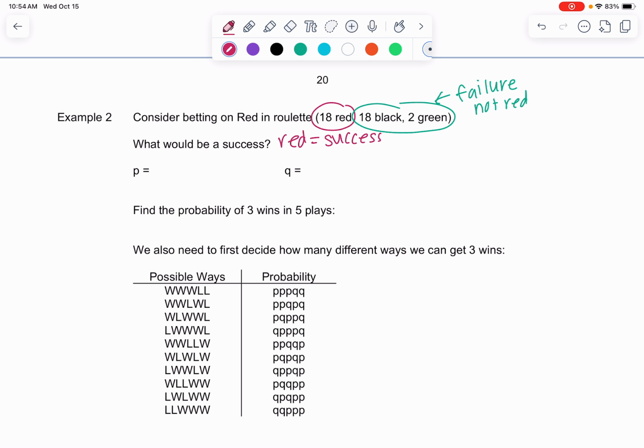There's 38 colors on the roulette wheel. You could just add these 3 numbers up. So the probability of getting red is 18 out of 38. And then the probability of not red is what's left over, 20 out of 38.